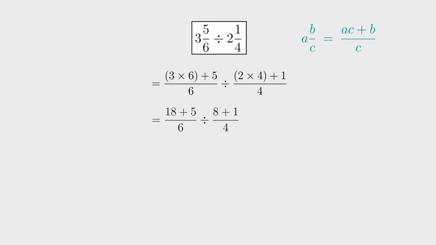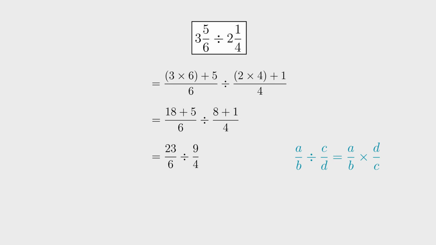3 times 6 is 18, and 2 times 4 is 8. 18 plus 5 is 23, and 8 plus 1 is 9. Now you have your improper fractions, 23 over 6 and 9 over 4. When dividing, change the division sign into a multiplication sign and take the reciprocal of the second fraction, just swapping the numerator and the denominator. Now you have 23 over 6 times 4 over 9.